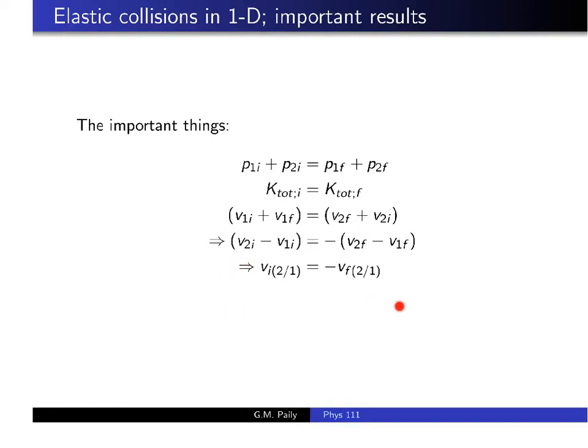This simple relative velocity equation that holds for one-dimensional elastic collisions can make solving problems quite a bit easier. However, you will need to know one of the final velocities in order to get the other final one.